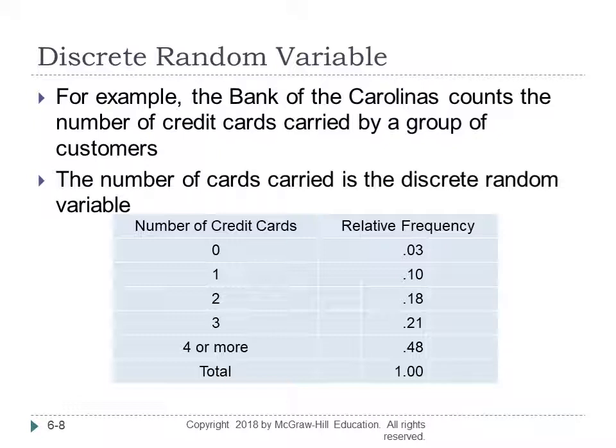The probability that x is equal to 0 is 0.03. Probability x equal 1 is 0.10. Probability of x equal 2 is 0.18. Probability of x equal 3 is 0.21. The probability that the number of credit cards is 4 or more is equal to 0.48. Of course, the sum of the probabilities must equal 1. Here's another example of a discrete random variable, and of course this table represents the distribution for this random variable.